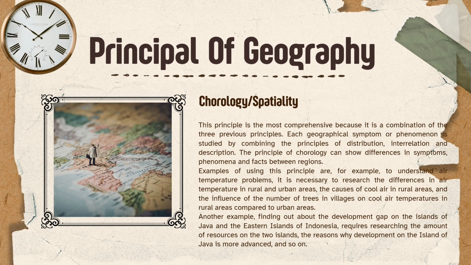Examples of using this principle: for example, to understand air temperature problems, it is necessary to research the difference in air temperature in rural and urban areas, the causes of cool air in rural areas, and the influence of the number of trees in villages on cool air temperature in rural areas compared to urban areas.